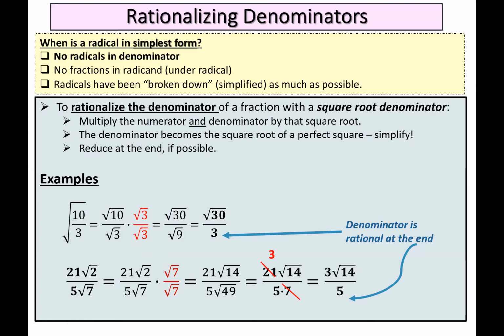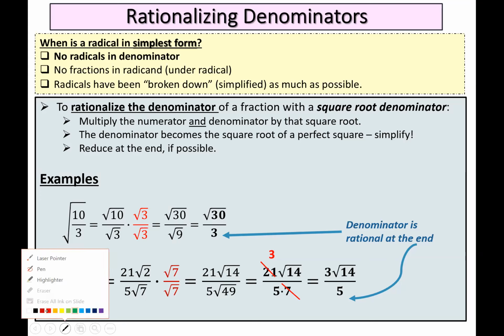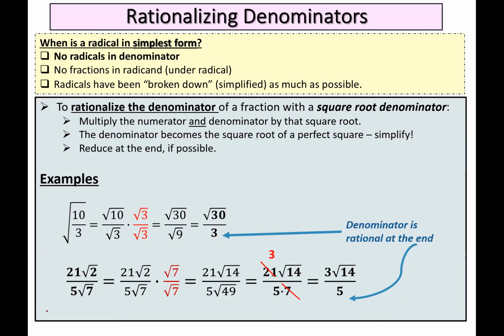There needs to be no radicals in the denominator. No fractions in the radicand, and that might be a new word. The radicand is just the number under the radical. So no radicals in the denominator, no fractions under the radical. We don't want to leave an answer where there's a fraction under a radical. We should always simplify. And finally, radicals have been broken down or simplified as much as possible.